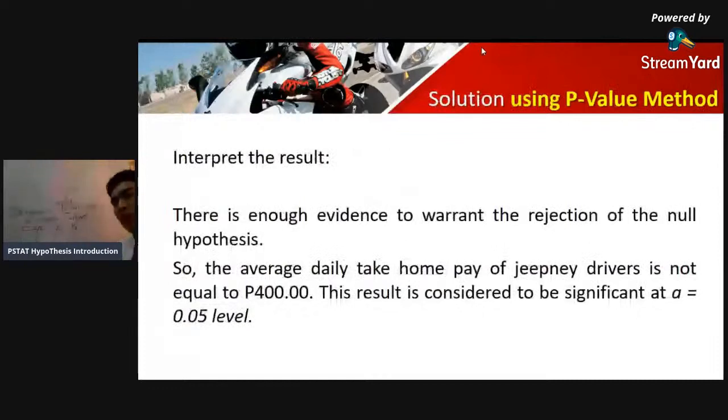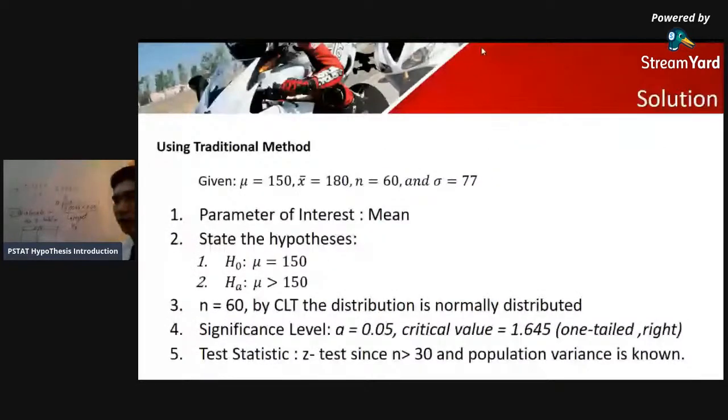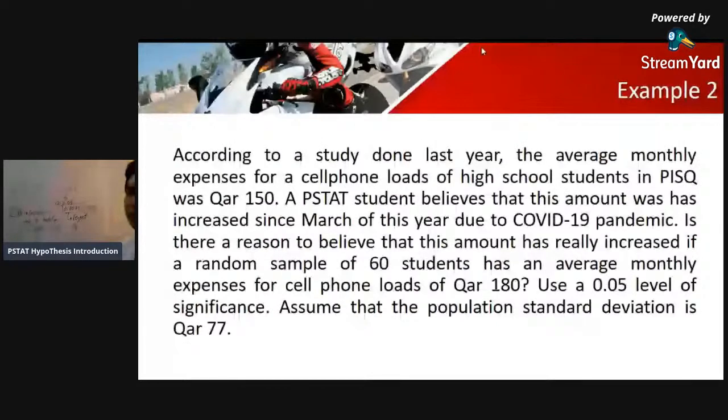P-value, example number two. Let's try to start this one. Why did we use a one-tailed test here for example number two? Because of the word increase. Those are the terminologies that you need to take into consideration when you are identifying your alternative hypothesis. Because from the one tail or two tail, you can formulate your alternative hypothesis.